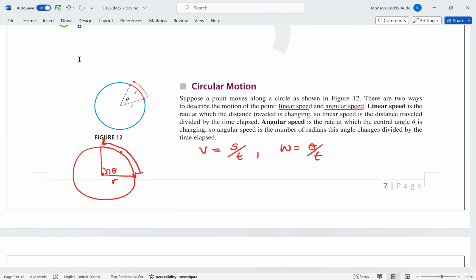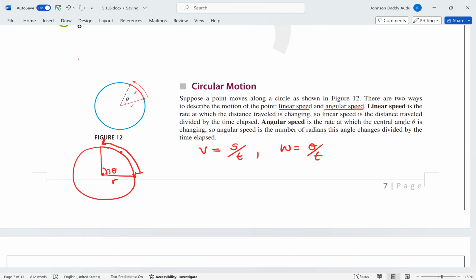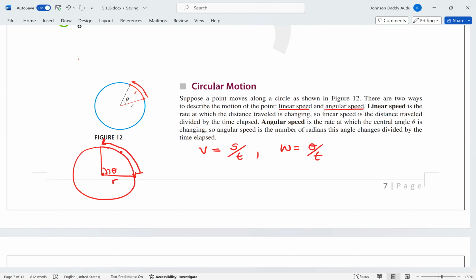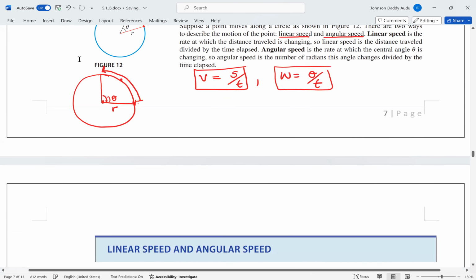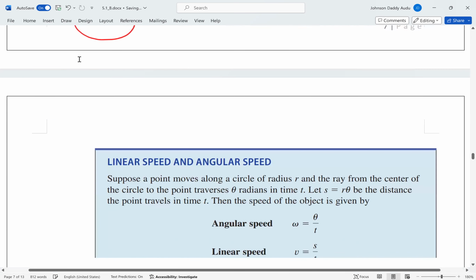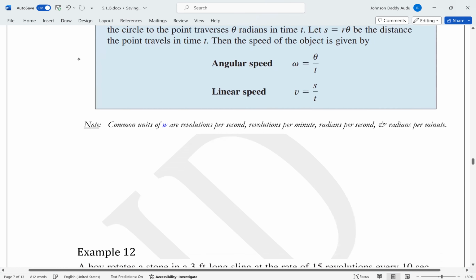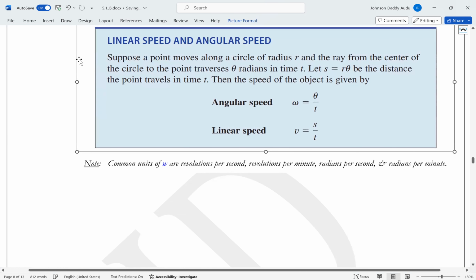So two things are changing: the distance from here to here, as you can see. If we move this point here, the distance will extend to here. So as the distance changes, the angle will also change. From the change of distance, we get linear speed. From the change of the angle, we get the angular speed. And there's always a relationship between these two. So let's discuss this one first.